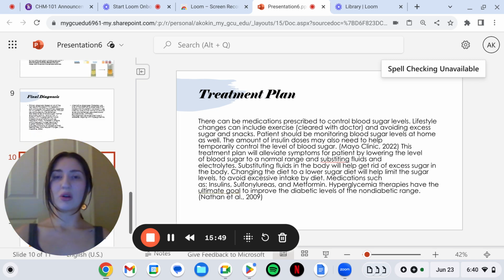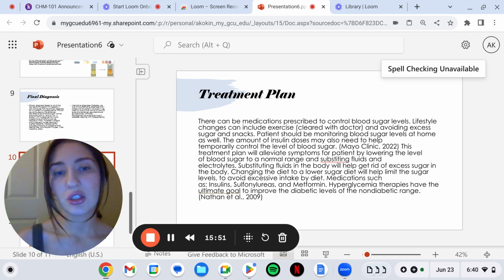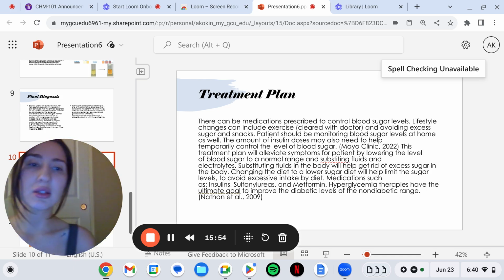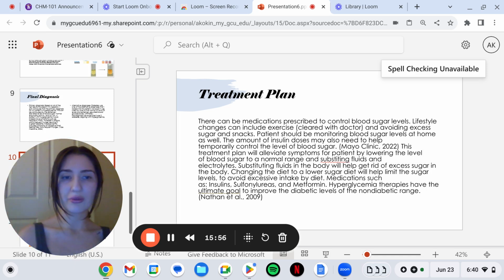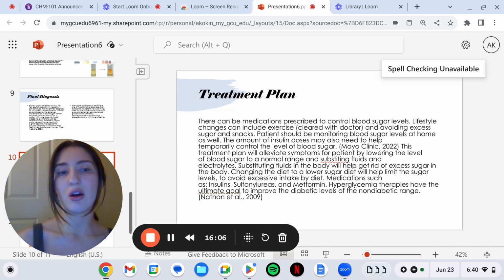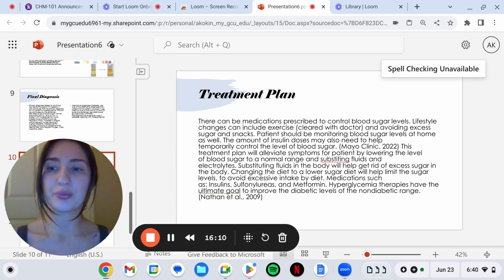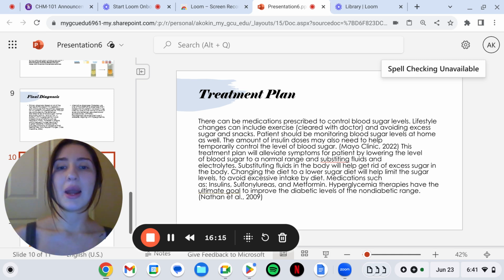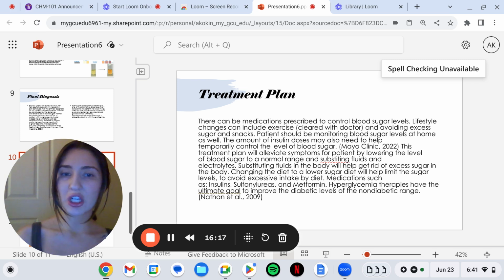The treatment plan for my patient would be to prescribe medications to control blood sugar levels. Medications can include insulins, sulfonylureas, and metformin. Any of those medications will work for my patient, as they all target controlling the blood sugar levels from spiking in my patient. I would also suggest lifestyle changes to my patient.